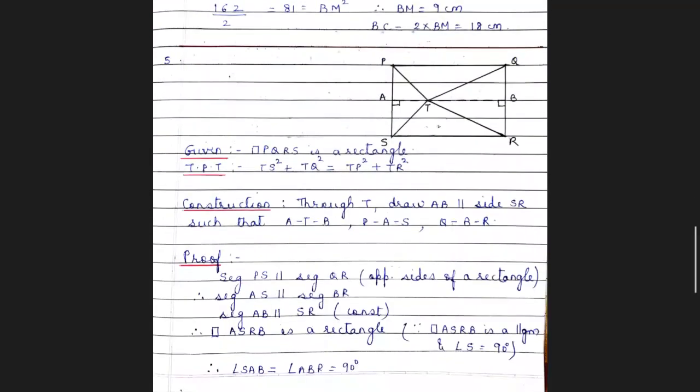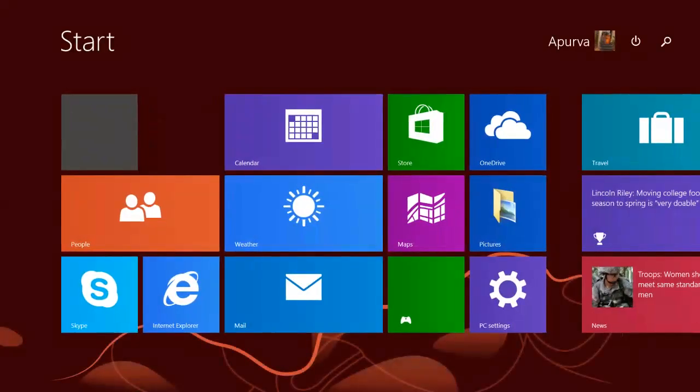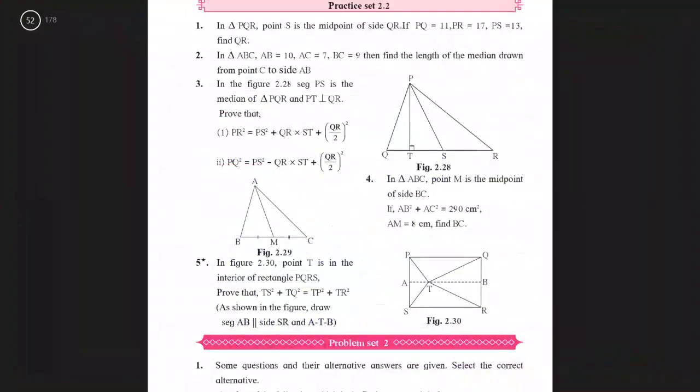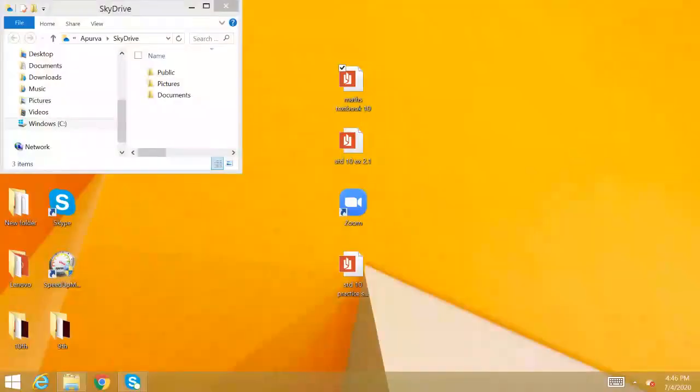Okay. Now we go to the last question of this exercise, question number 5. What are you given? In figure 2.3, point P is in the interior of rectangle PQRS. That means you are given a rectangle PQRS. When you know that it's a rectangle, what do you know about the opposite sides? Opposite sides are parallel, opposite sides are congruent, all angles are 90 degrees. Next, what must you prove? TS square plus TQ square equal to TP square plus TR square. Now they have given you a construction. We are going to use it to prove that. So I'll show you how to do that.